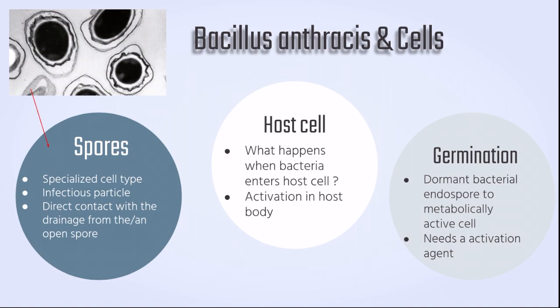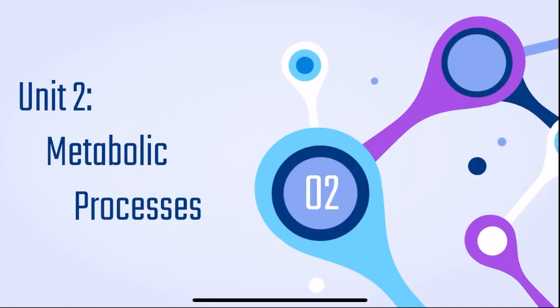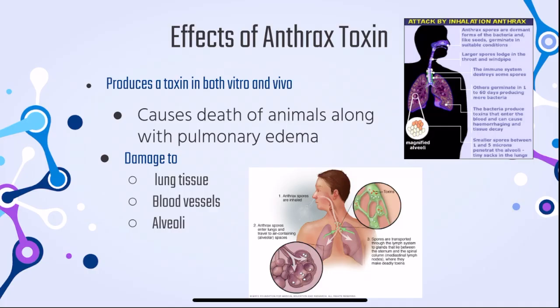First consists of the reversible activation of the spore by heat or other agents, and the second consists of the irreversible germination process, which can be induced only in the activated spore. So Unit 2 is metabolic processes in relation to anthrax. So we're going to look at the effects of the anthrax toxin.